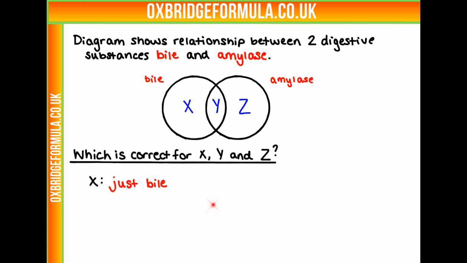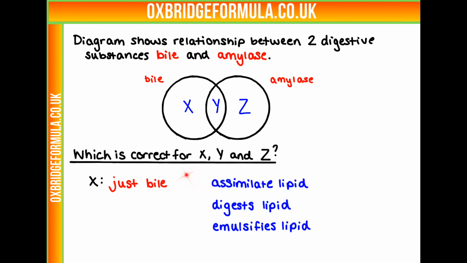So let's start with X. We know that this is just in the bile section, so what can only bile do and not amylase? Can it assimilate lipids, digest lipids, or emulsify lipids? So is it going to break it down? Is it going to emulsify it, turn it into fat droplets, or is it going to assimilate that lipid? Well, bile is going to emulsify that lipid, break it down into smaller droplets, ready to be further digested. So that is X, emulsifies lipids.